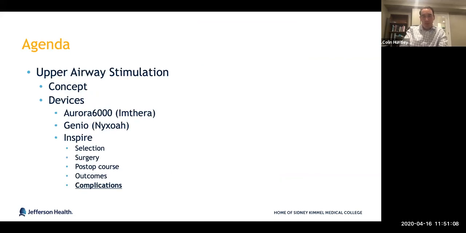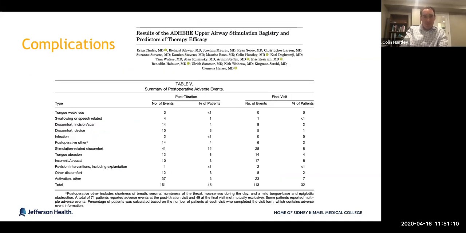So lastly, we'll talk about complications. This is a table from that last ADHERE paper. You see a very, very low complication rate. So tongue weakness at their final visit: at that 1 year visit, there was no residual tongue weakness. There were a few events of paresis, but this was 3 out of 1,100.